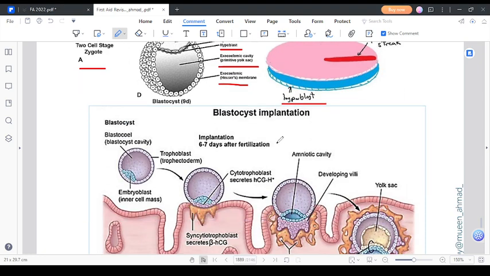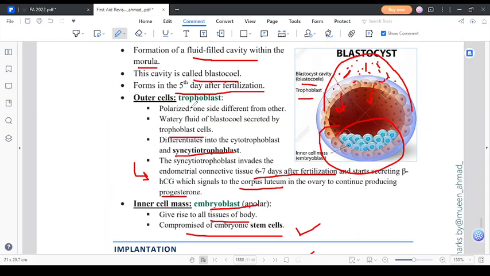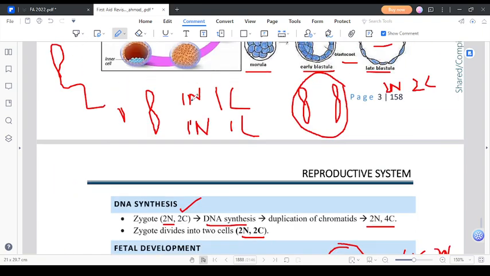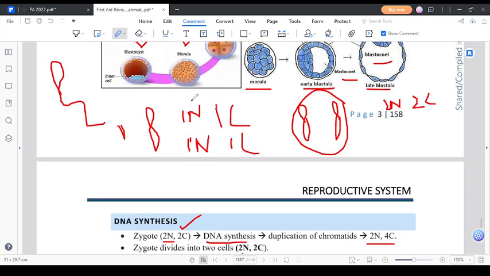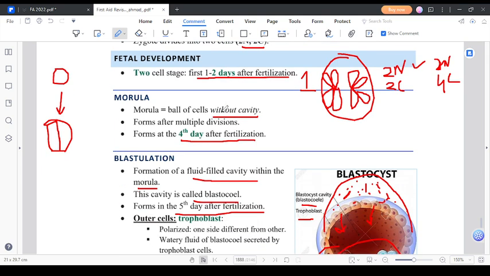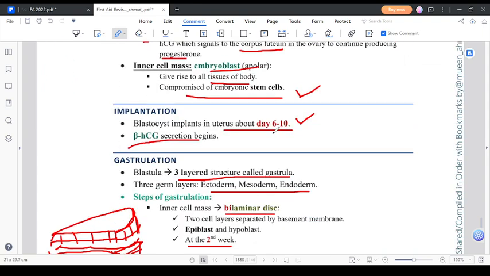So the blastocyst implantation: how does that take place? Blastocyst, blastocele or blastocyst cavity, embryoblast or inner cell mass. The trophoblast becomes trophoectoderm. Implantation starts from the 6th to 10th day. So in fetal development, after fertilization the two cell stage is from 1 to 2 days, the morula is from the 4th day, the blastula is at the 5th day, and then implantation begins at 6 to 10 days.